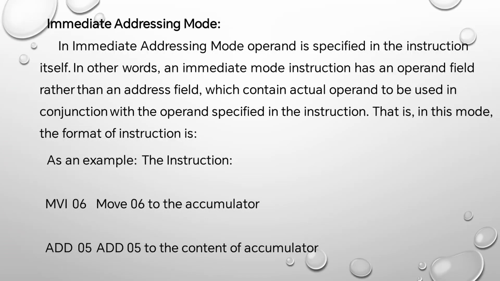Immediate addressing mode. In immediate addressing mode, the operand is specified in the instruction itself. In other words, an immediate mode instruction has an operand field rather than an address field, which contains the actual operand to be used in conjunction with the operation specified in the instruction. That is, in this mode, the format of the instruction is like MVI 06. Here MVI means move 06 to the accumulator. If you write ADD 05, it means add 05 to the content of the accumulator.